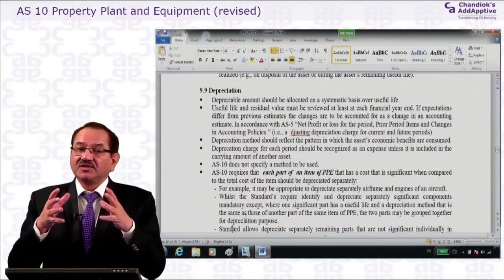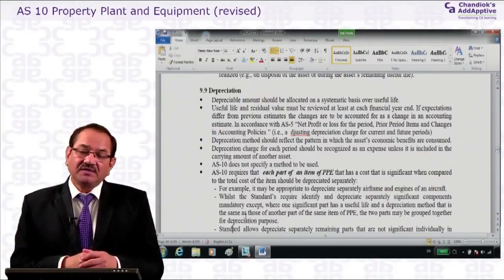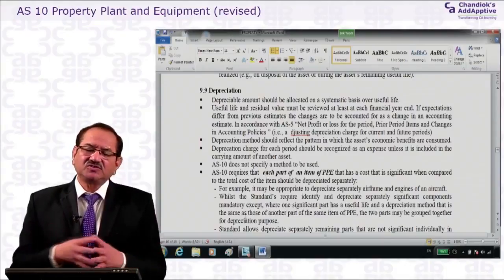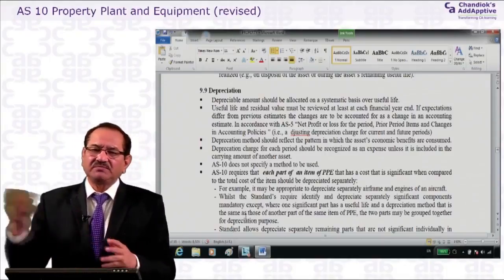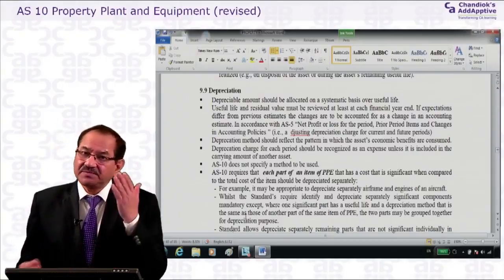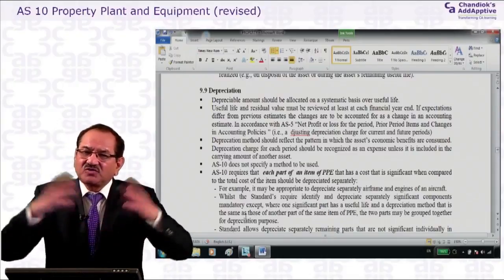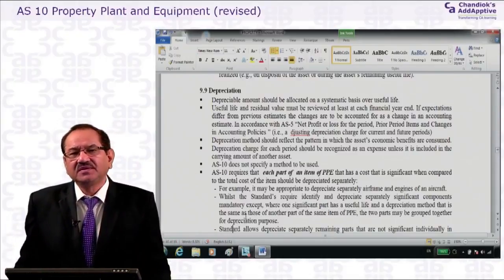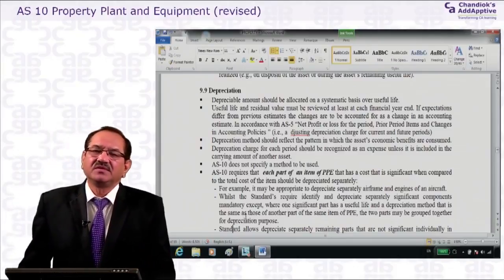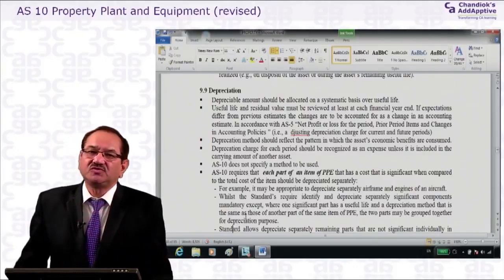I say that you purchase a plant and machinery for 20 crores, and you say that after 10 years this 20 crores of plant and machinery can be sold in the market at 2 crores as scrap. Then what is the depreciable amount? 20 minus 2, 18 crores. So you have to allocate 18 crores over its useful life, because 2 crores you are going to realize at the end of the useful life. So you must see what has to be allocated over the useful life.